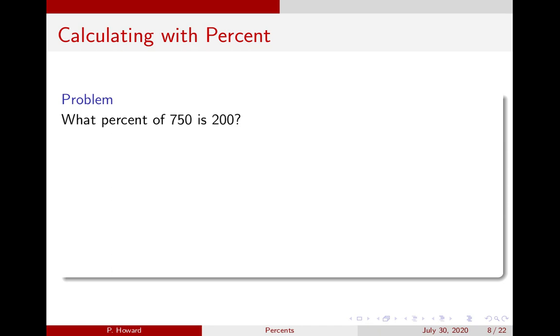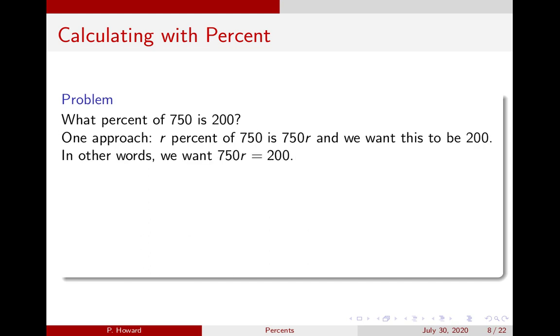Okay, here is a slightly different kind of calculation. What percent of 750 is 200? Well, here's one approach to the problem. This is sort of the hard way of doing things. We'll look at the easy way in just a minute. A percent r of 750 is 750 times r, as we know from the previous slide. And in this problem, we want that to be 200.